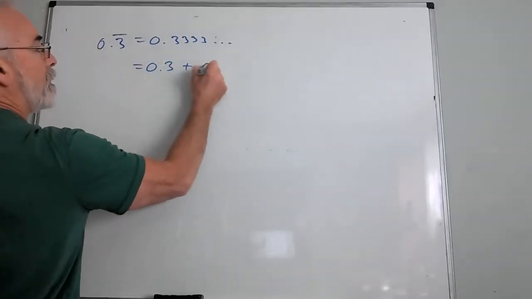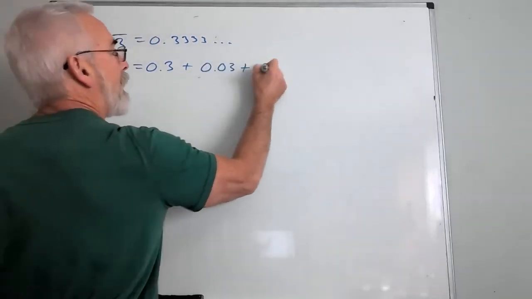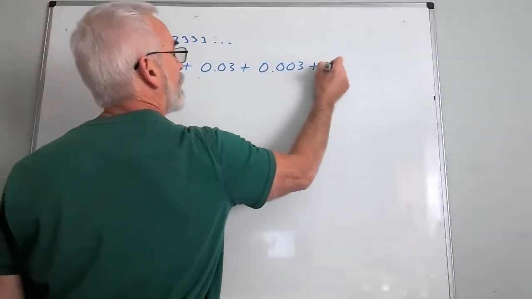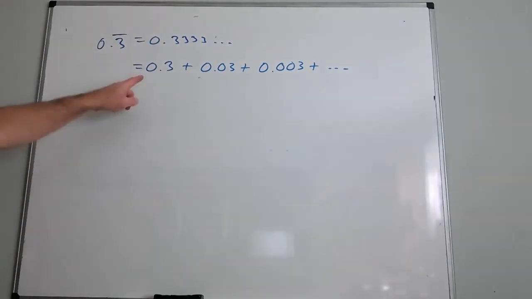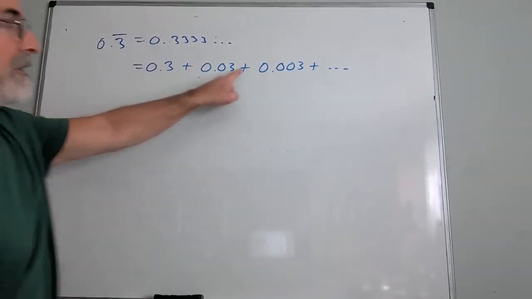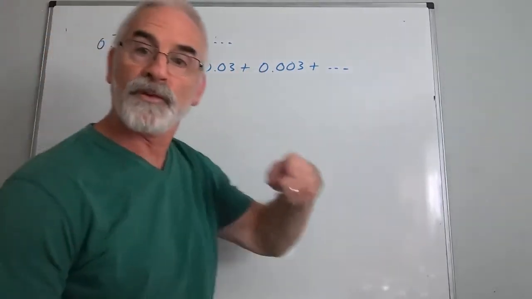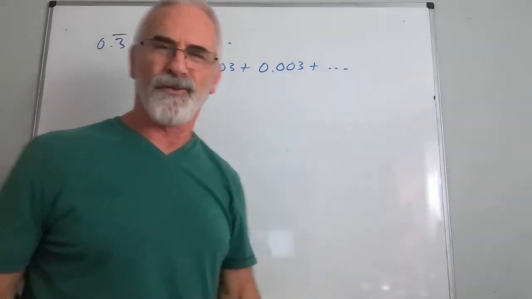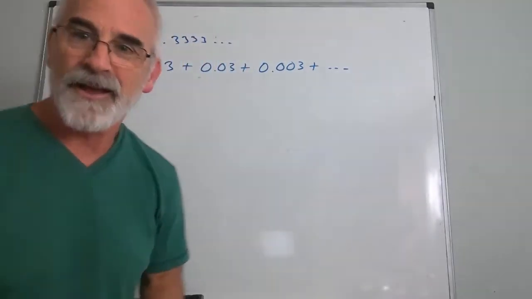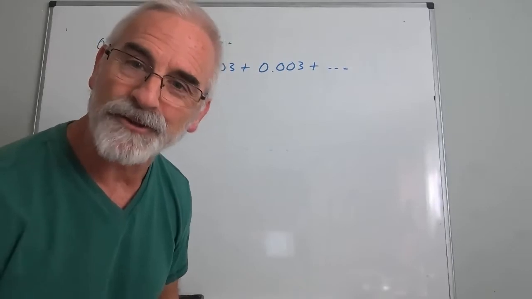So how about if I wrote it this way? 0.3 plus 0.03 plus 0.003 plus. Could I do this forever and ever? Yeah, I'm just moving the 3 to the next decimal place. Well, why would I do such a crazy thing? Because I've just made it into a geometric series.